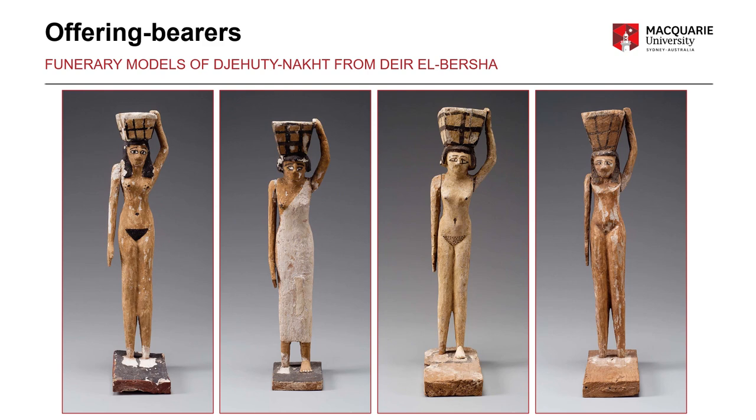In these bearers you can see here from the tomb of Jehuti Nacht at Deir el-Bersha, each woman balances a basket on her head with the fingers of her left hand closing over the top, and her right hand hanging empty by her side. Such baskets very rarely have their contents specified.